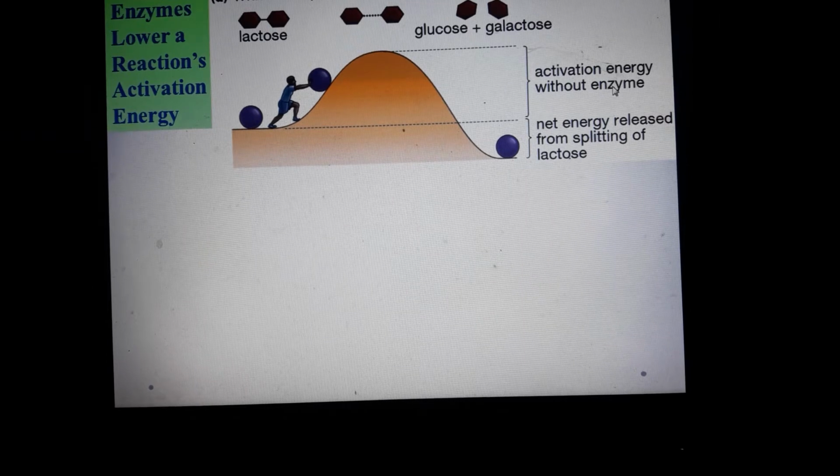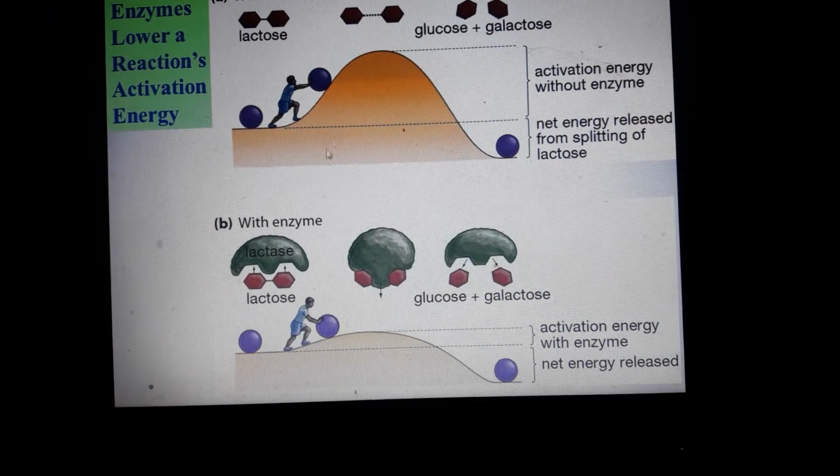Activation energy without enzyme. Okay, so this is the activation energy. So without enzyme, the activation energy is high. With enzyme, kasi i-consume na, kasi ito wala. So with enzyme, kasi wala pang lactase. Kanina wala pang presence of enzyme. This one is the presence of enzyme.